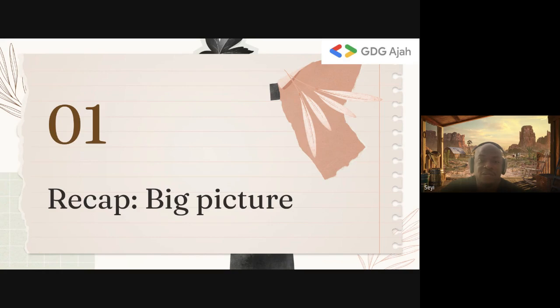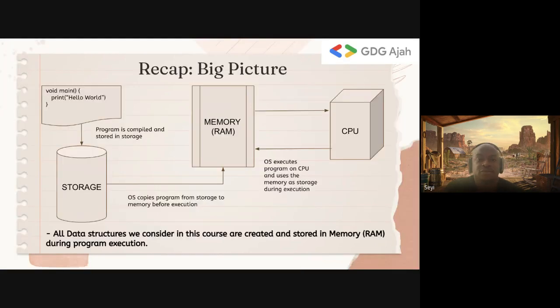What are we doing today? We call our big picture diagram, where we outline what happens when someone writes a program, saves it on their disk, and runs it on the CPU.